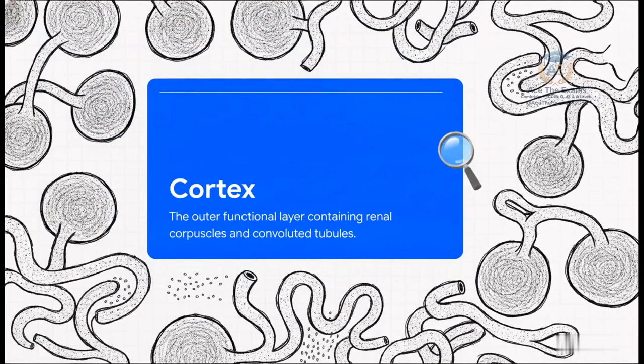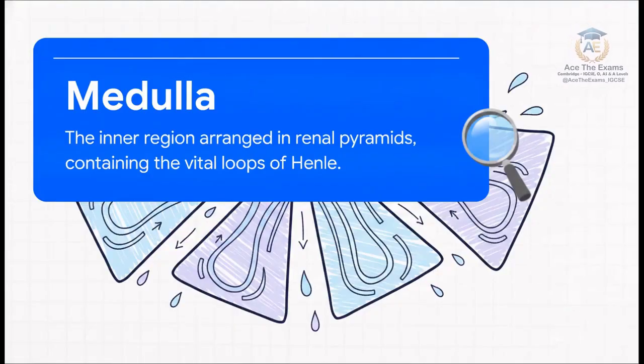Moving just inside that, we hit the cortex, the crucial outer functional region. As you'll see, this is where complex ultrafiltration actually begins. The cortex is just densely packed with renal corpuscles and those highly convoluted tubules that do the heavy lifting of initially filtering the blood. Now, what's genuinely fascinating here is how the medulla's structural arrangement sets up the exact osmotic gradients required for water reabsorption.